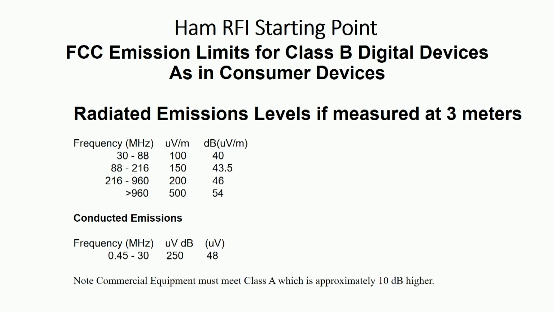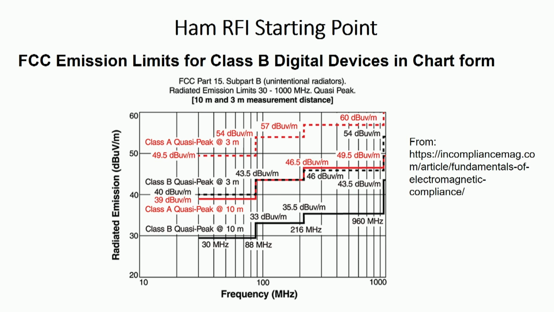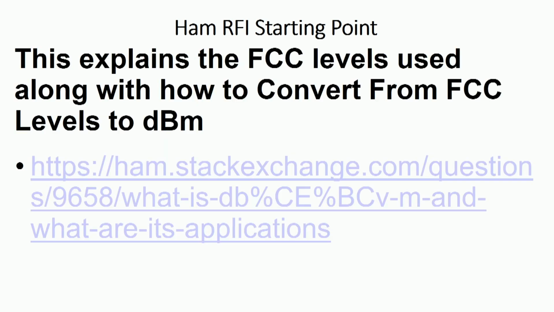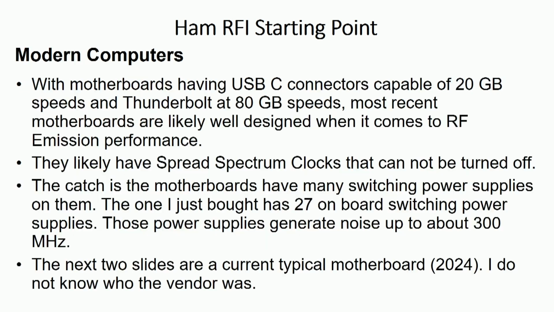The emission levels for the FCC are shown here. Here's what it looks like. The red is Class A, the other is Class B, and the reason why there are 2 levels is one's the levels if you test 3 meters away, and one's if you test 10 meters away. The Class B level at 40 dB microvolts is 20 dB over S9. So these levels really aren't all that great. And this slide shows you the formula where I said it was 20 dB over S9.